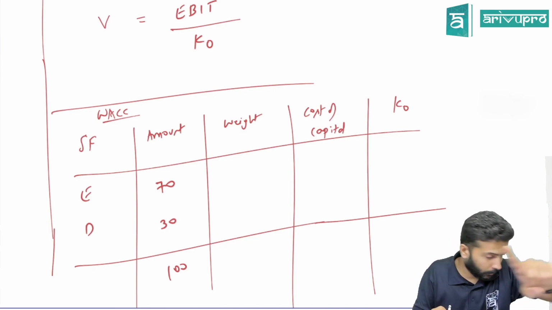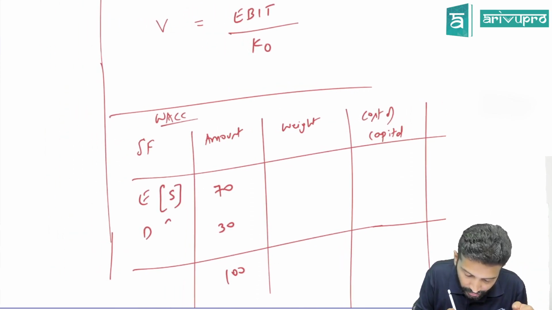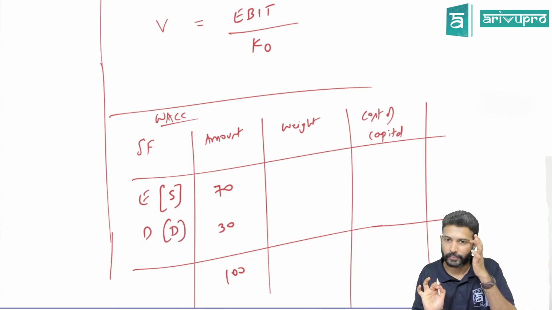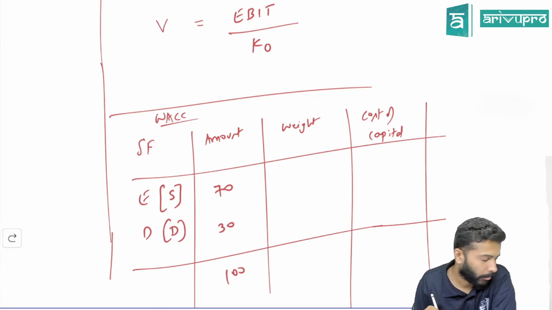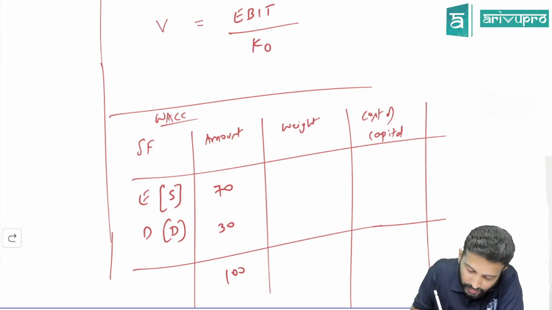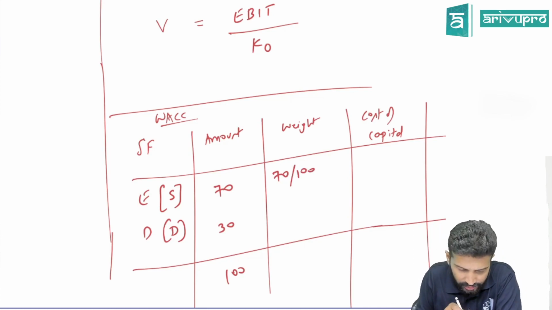Equity here we call it as what? S. Debt we call it as what? D. Now calculate the weight for me, everybody. How do you calculate the weight? 70 divided by 100. Yes, no? This is in numbers, correct?